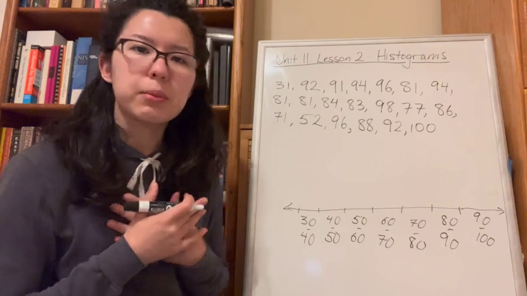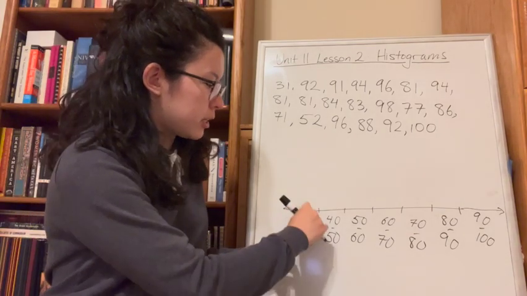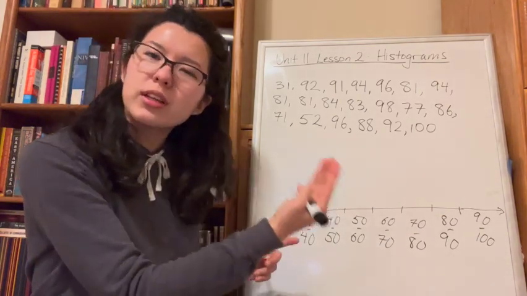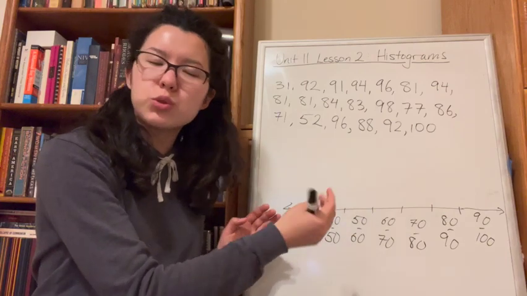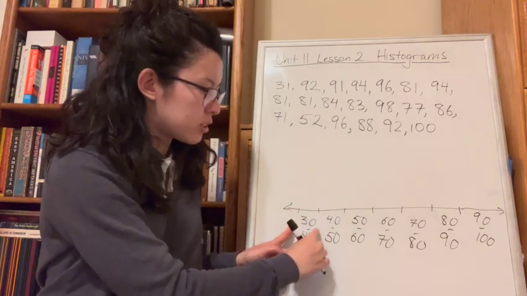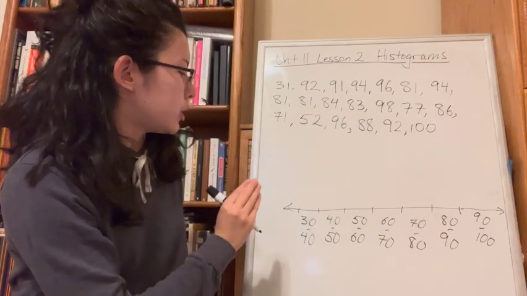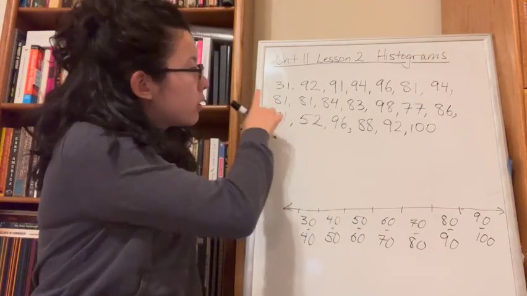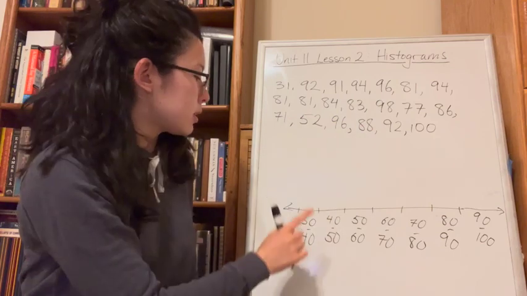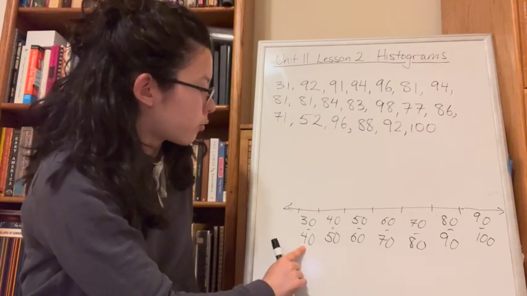For my histogram, I'm going to choose to make each of these bins non-inclusive on the upper end of the range, which means that this one will go up to 40. So if there was a score that was exactly 40, I'd put it in the next bin. Let's see how many should go in this first bin. Now, looking through all the scores, it seems like there's only one score in the 30 to 40 bin.